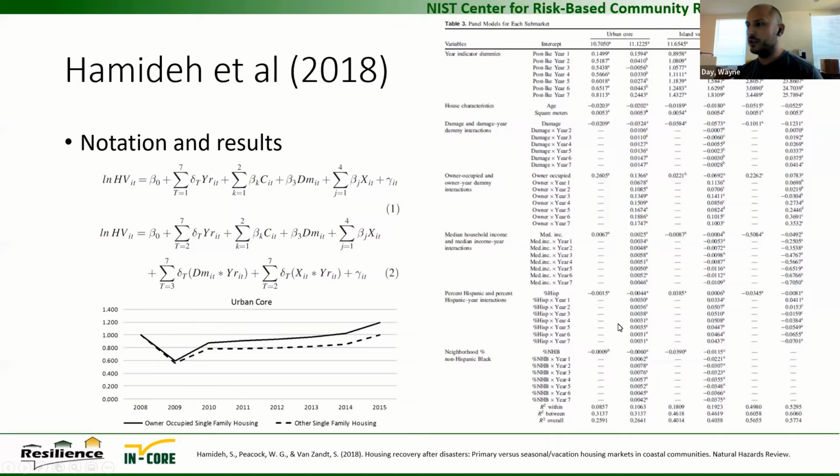These were the models, again, just lifted from the paper. They estimated separate models for urban core, Galveston Island Vacation, and Boulevard Vacation. So it's a panel model, and the dependent variable is the log of structure value.